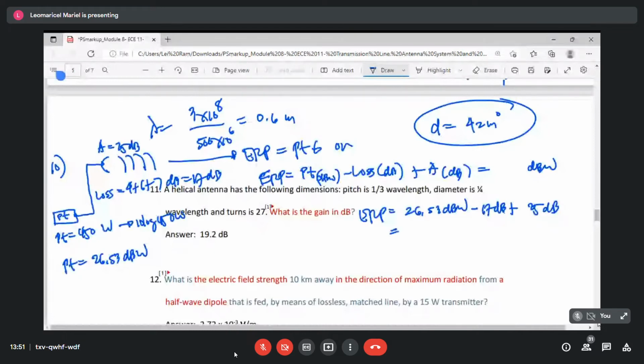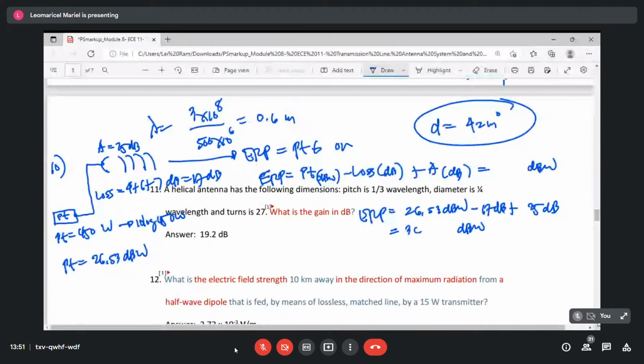26.53 minus 17 plus 25 lang. Ilan? Ba't iba-iba yung sagot? Ano talaga? 34.53 po. 34.53.